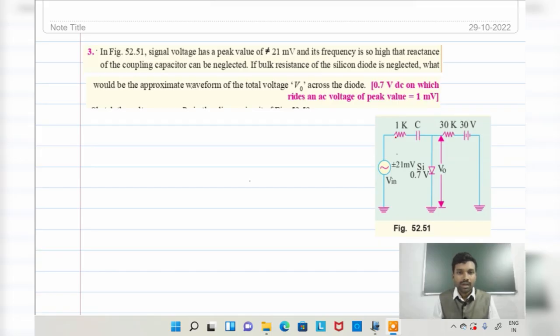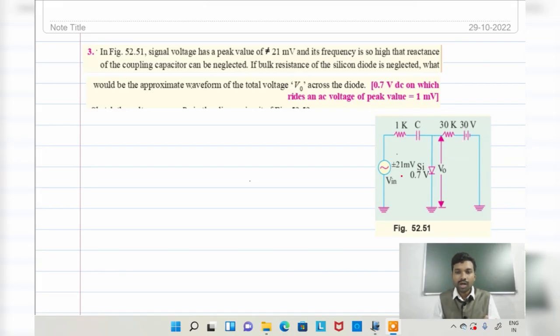Next, if the bulk resistance of a silicon diode is neglected, what would be the approximate waveform of V0 across the diode? This is the problem. So this is V0. You need to draw the waveform across this diode.